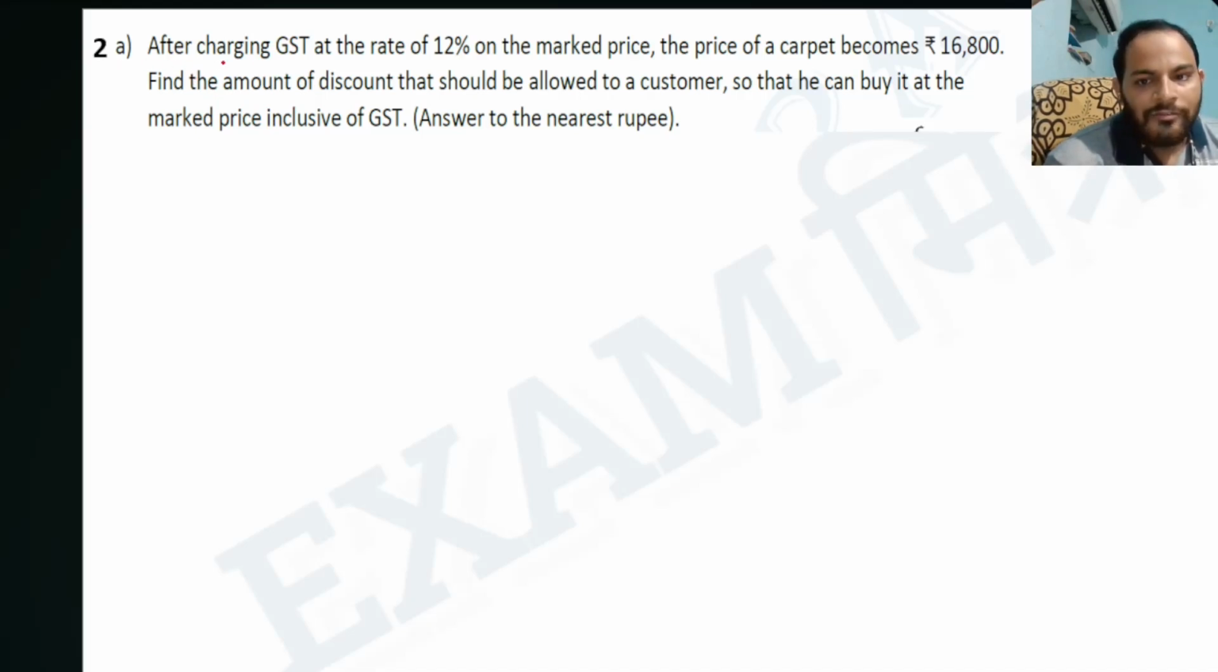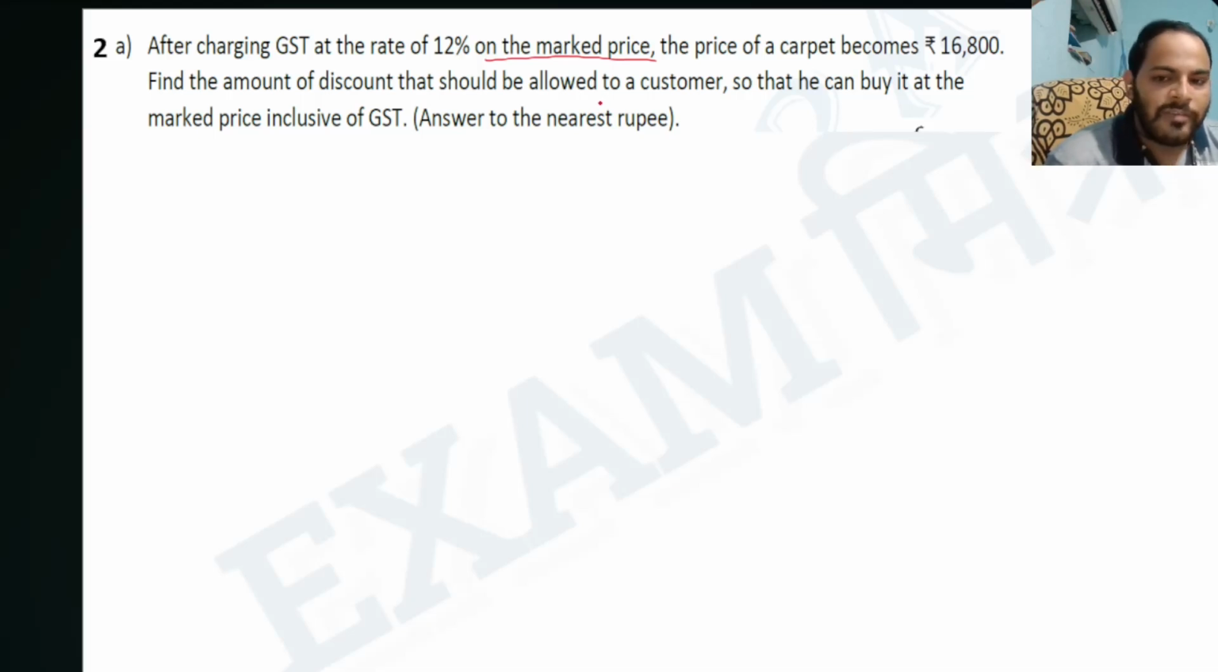After charging GST at the rate of 12% on the marked price, the price of the carpet becomes 16,800. The first line says that after adding GST on the marked price, the carpet becomes 16,800. Find the amount of discount that should be allowed to a customer so that he can buy it at the marked price inclusive of GST.